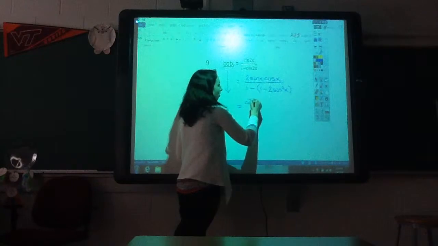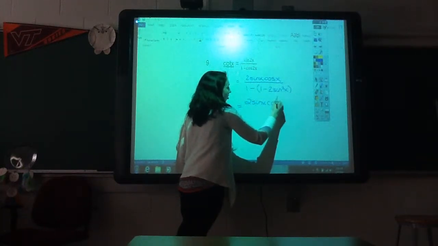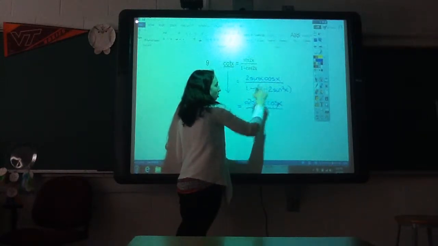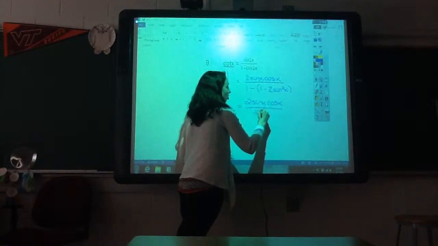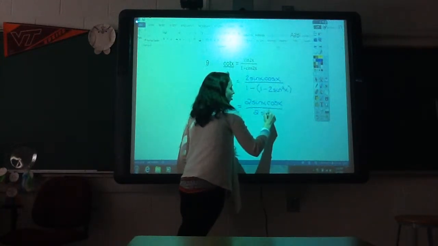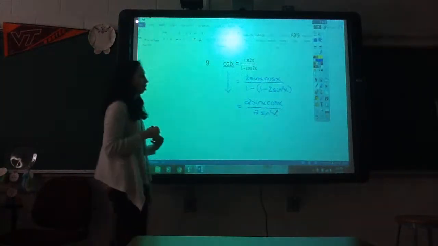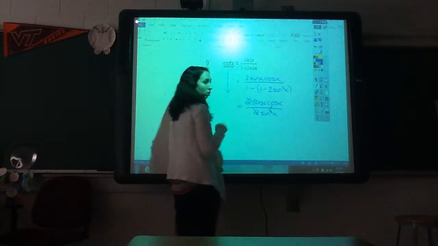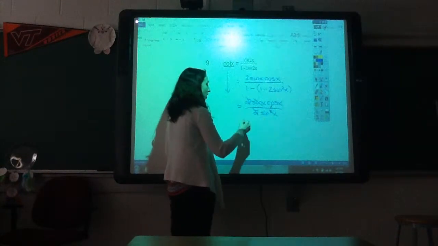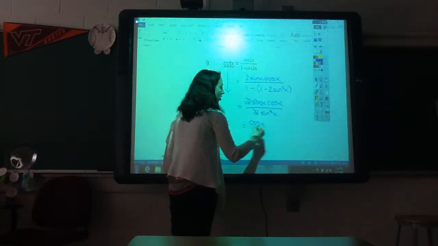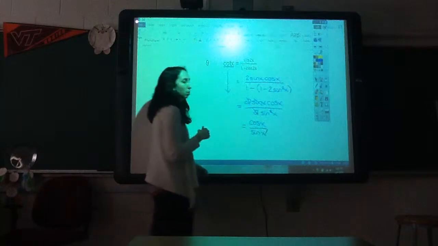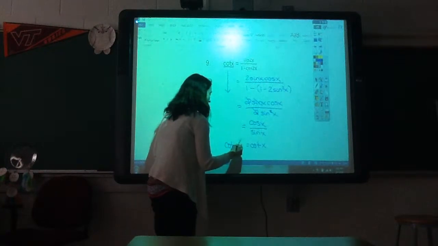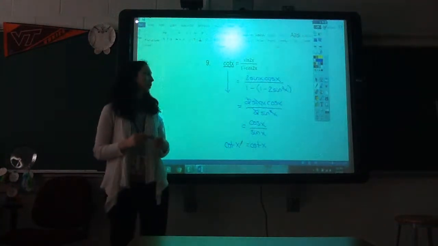So, I still have the 2 sine x cosine x on top. And on the bottom, 1 minus 1 is 0, and negative 1 times negative 2 is just 2 sine squared x. So what you should be seeing there is that these cancel. That sine is going to cancel one of the 2 sines. Please remember this is sine times sine. And so I'm left with a cosine of x over a sine of x. And last time I checked, that was cotangent. So that is my proof for number 9.